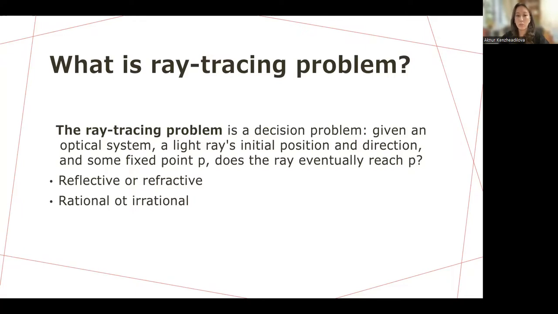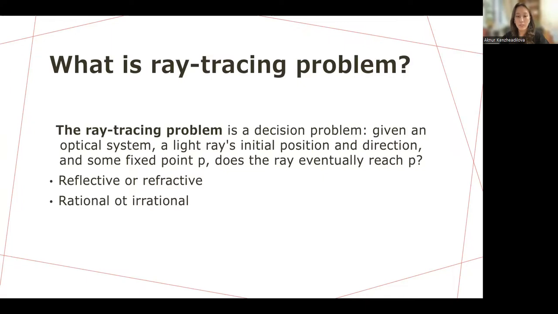What is the ray tracing problem? It's a decision problem. Given an optical system, let's say a finite set of reflective or refractive objects, a light ray's initial position and direction, and also some fixed point P, the question is: does the ray eventually reach P?